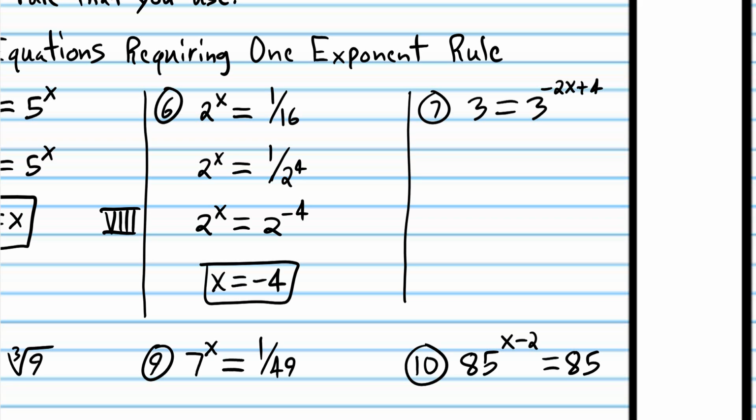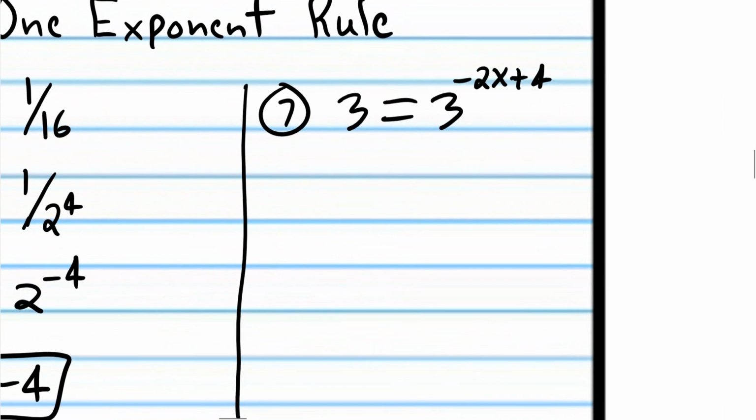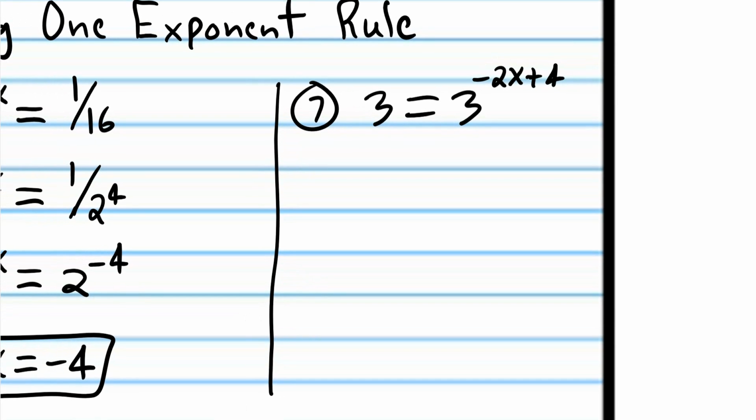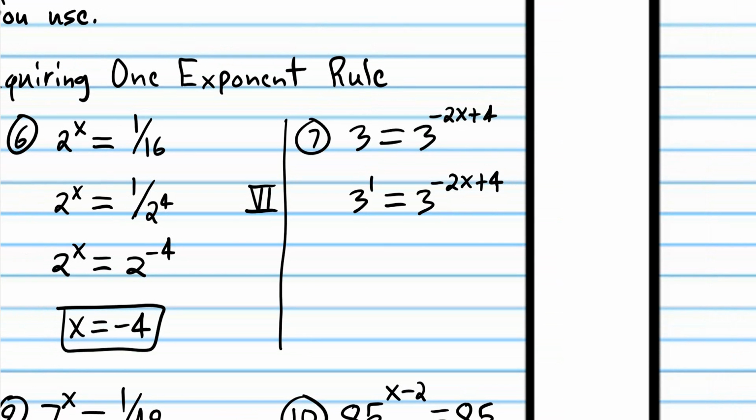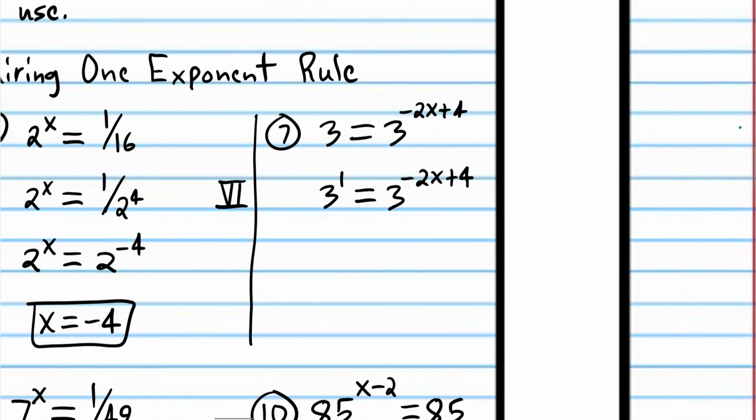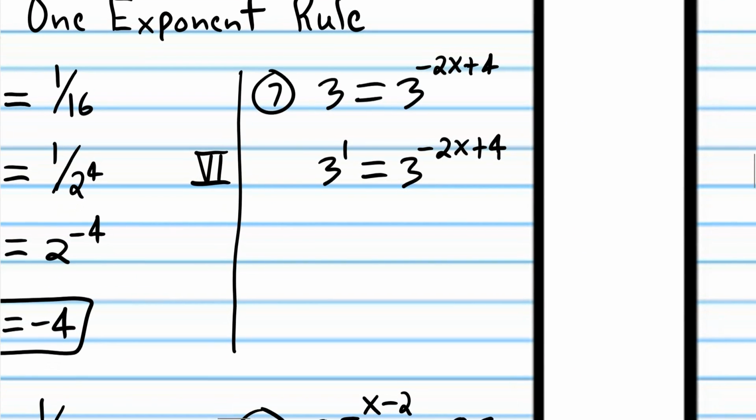All right, let's try one more of these before you try some on your own. So now I'm going to use rule number 6. I'm going to change that 3 to 3 to the 1st power. Any number can be written as a number to the 1st power. That was rule number 6, and now you can see where I'm going with this. The bases are the same, so that means that the exponents must be the same.